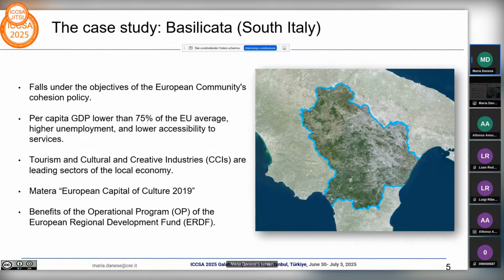In Basilicata, this ERDF is organized into main goals, and these include innovation, digital agenda, better transportation, energy, education, social inclusion. Tourism and cultural and creative industries are also a big focus. One of the most important events for tourism in Basilicata, known for its slow tourism with small villages and natural landscapes, was when Matera became the European Capital of Culture in 2019. This brought a lot of visitors, but after the COVID-19 crisis, tourism started to recover.